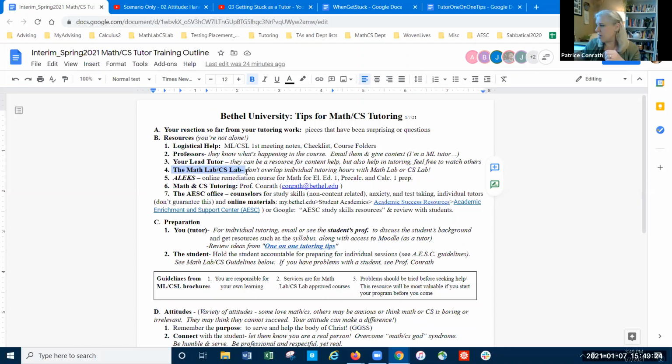So make sure that you're talking with them about the use of both MathLab and CS Lab and encouraging them to use both of those resources together. A lot of times, if you say, I'm working on Monday nights, come see me then, that will be the way to get them into MathLab or CS Lab. And then you can encourage them to also be using it at other points during the week.